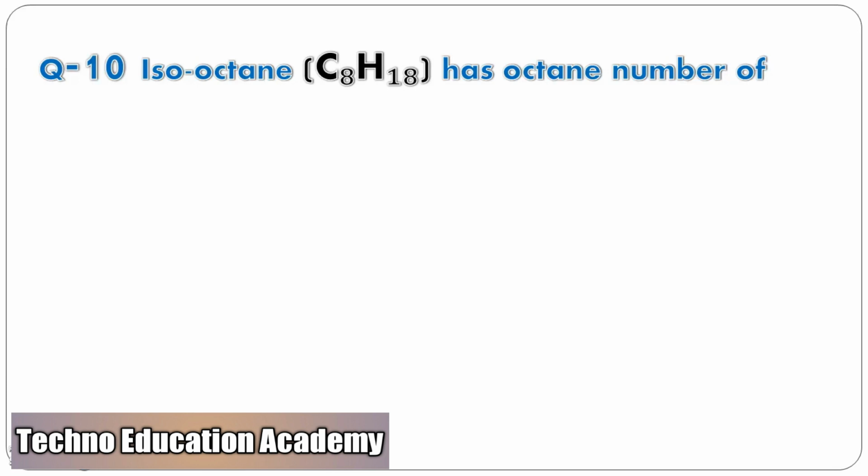Iso-octane, its chemical formula is C8H18, has octane number of: option A, 80; option B, 90; option C, 100; option D, 108. So the right answer is option C, 100. So iso-octane has octane number of 100.